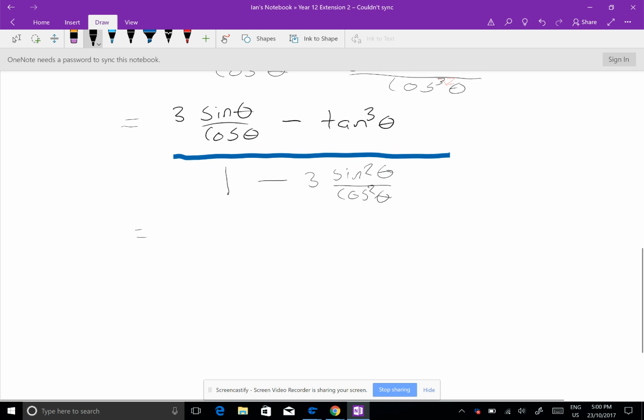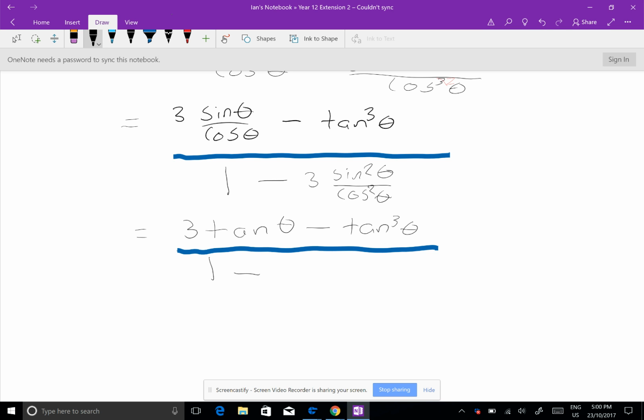So now, well, sine theta on cos theta is tan theta, so I get 3 tan theta minus tan cubed theta all over 1 minus, and that's sine squared on cos squared, so that becomes tan squared theta. And that's the right answer.